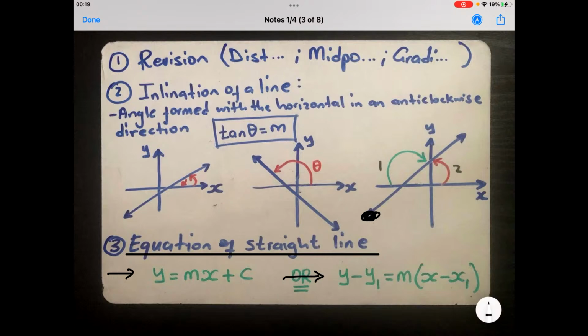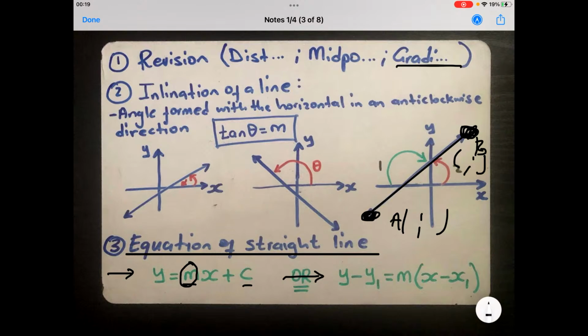So m represents the gradient, which means from that gradient formula, you're going to use point number 1 and point number 2 to determine the gradient of that line. Once you've determined the gradient, you can see what you now need is the c value. With regards to the c value, you are therefore going to use the coordinates of that point, or you can use the coordinates of that second point.